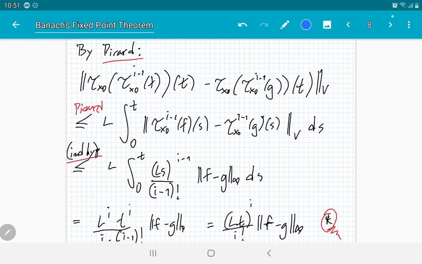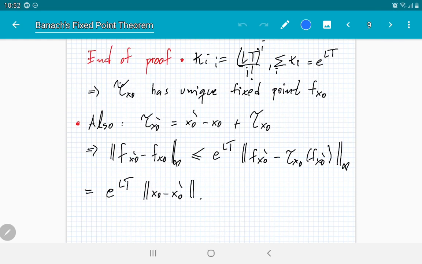So we're finally in a position to apply Banach's fixed point theorem. Why? Remember that tau of x naught is a map from the space C of 0 to T with values in V to itself. C0T V is a Banach space, so it's a complete metric space with its usual norm, the infinity norm. And now I have a bound on the Lipschitz constants of the iterates of tau x naught. These bounds mean that the sum of these Lipschitz constants is exactly the exponential of L times t.